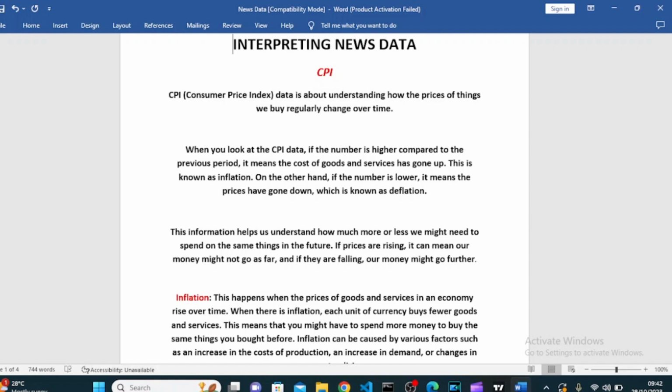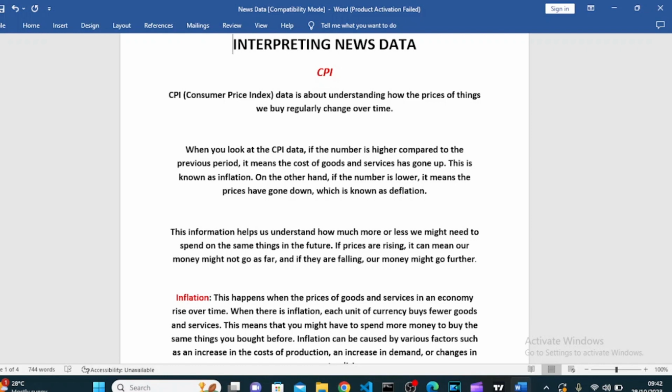So we'll begin with CPI. CPI means Consumer Price Index. The data of CPI is about understanding how the prices of things we buy regularly change over time. When you look at the CPI data in your Forex Factory, you will see previous, forecast, and actual. Remember, we talked about that in the previous video, but I will still go to my Forex Factory so we look at it again.